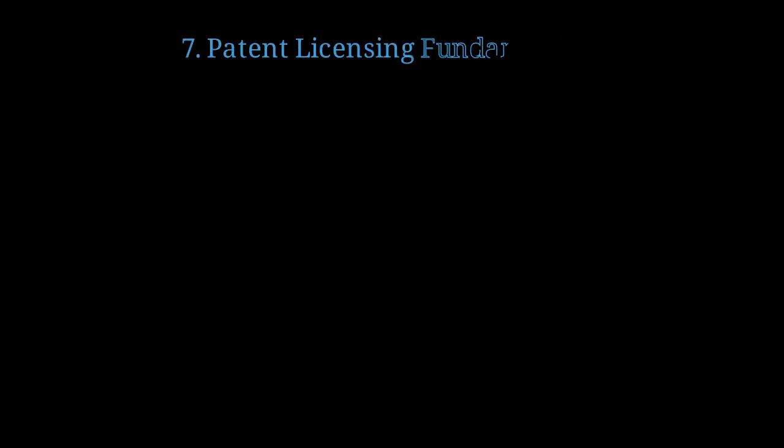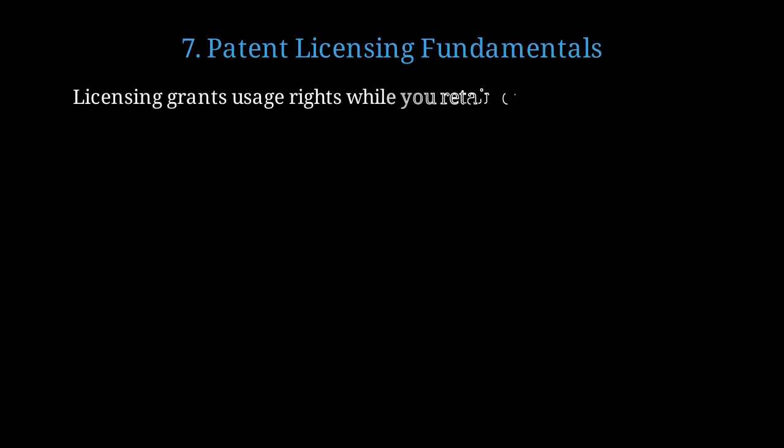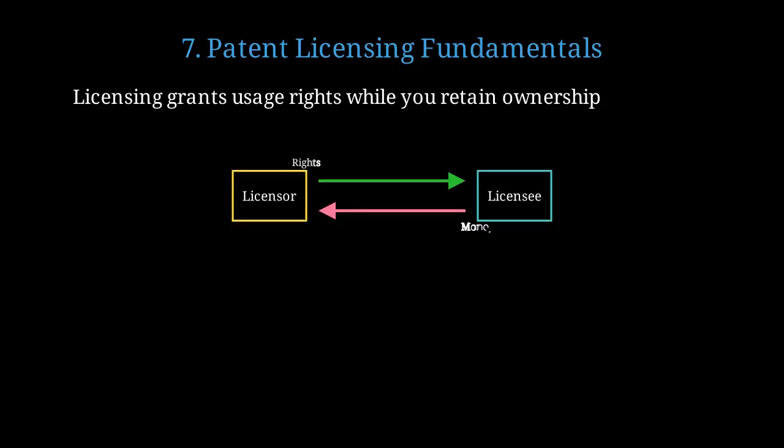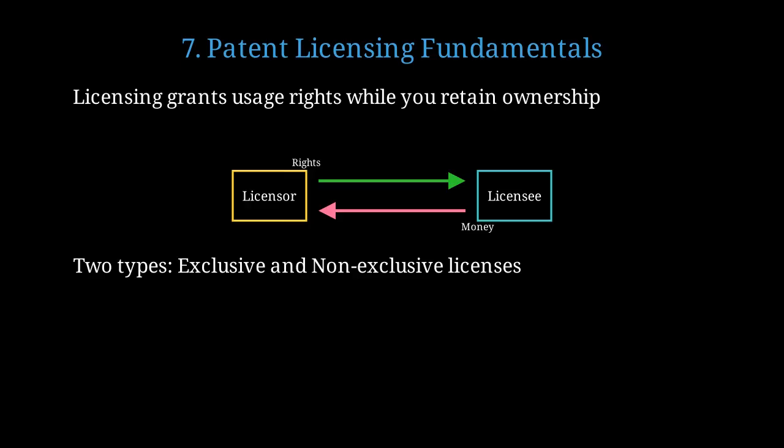Let's dive deep into patent licensing, which is often the best option for academics and researchers. Licensing means you grant another party the right to use your patent while you retain ownership of the underlying intellectual property. In a license agreement, the licensor grants rights to the licensee in exchange for financial compensation in the form of royalties or fees. There are two main types of licenses. Exclusive licenses grant rights to only one licensee, while non-exclusive licenses can be granted to multiple parties. Exclusive licenses typically command fees at least twice as high as non-exclusive licenses because of the monopoly rights granted.